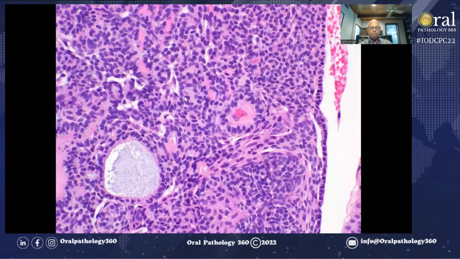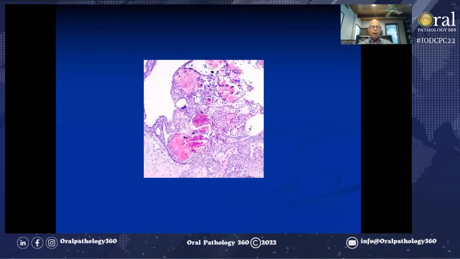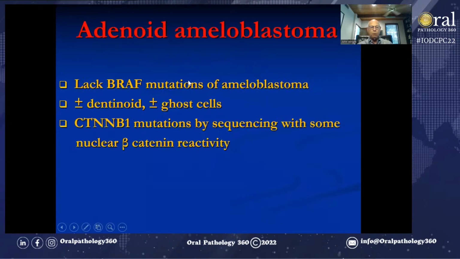area there. Some of these have dentinoid, some do not. So the literature will have adenoid ameloblastoma with dentinoid or just adenoid ameloblastoma, but not necessary for the diagnosis. But we do see dentinoid in some of these tumors. And a small percent of these, we find a few ghost cells. And this may or may not have some relevancy also.